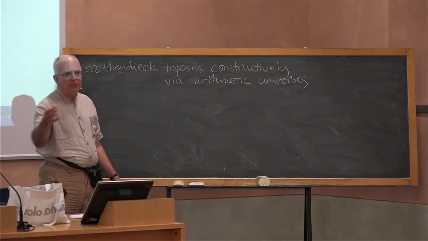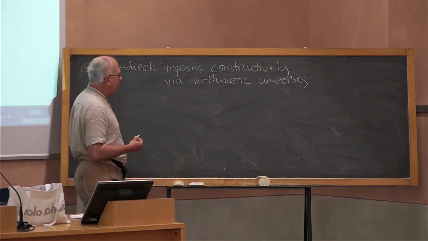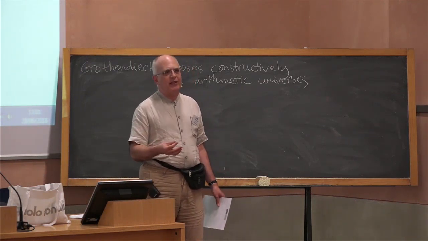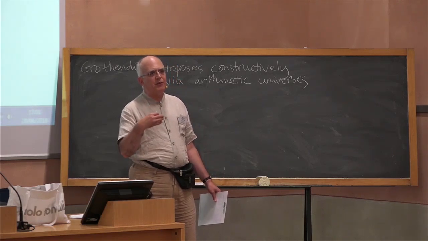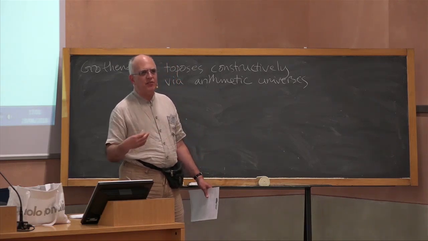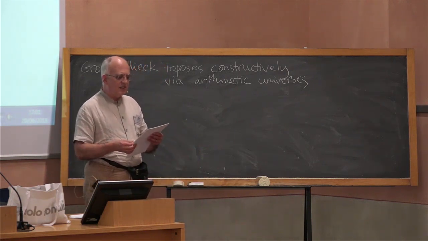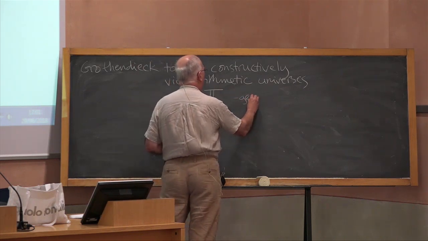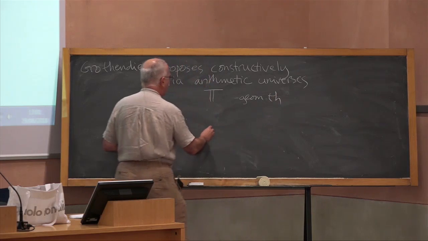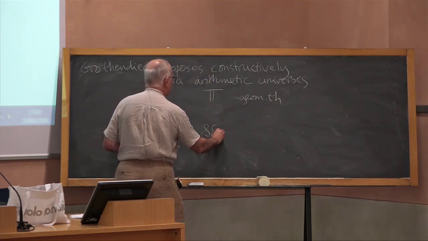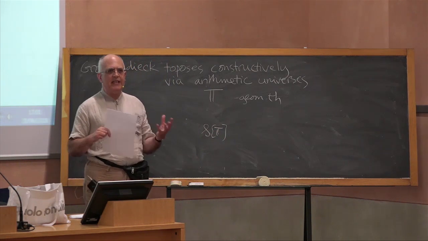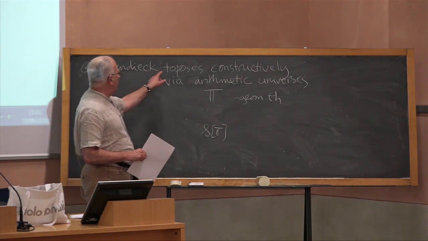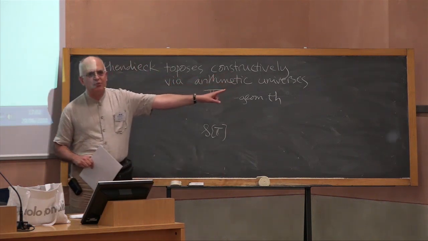I hope you've got the idea, those of you who are in the tutorial school, that the notion of classifying toposes is this: if you've got a geometric theory, then toposes give you an idea of generalized space of models of the theory, and it's done by the classifying topos. So if you have a geometric theory T, then from that you can construct a classifying topos, and somehow that is the space of models of the theory T. Now, that's Grothendieck toposes, but the next word is constructively.